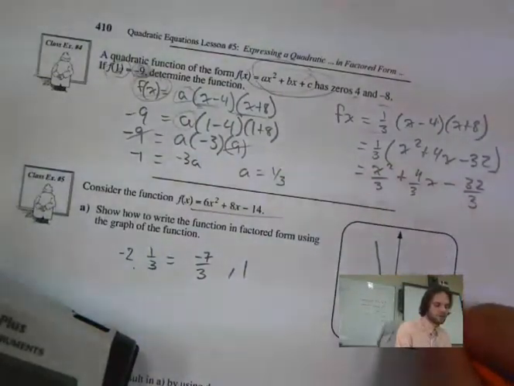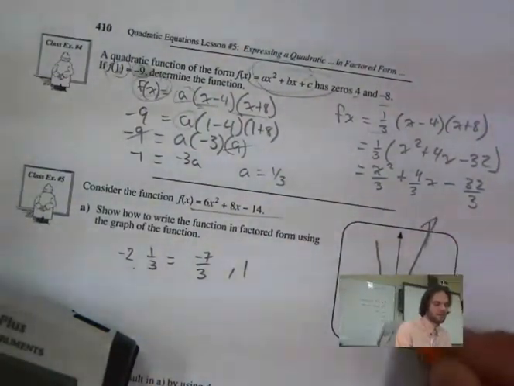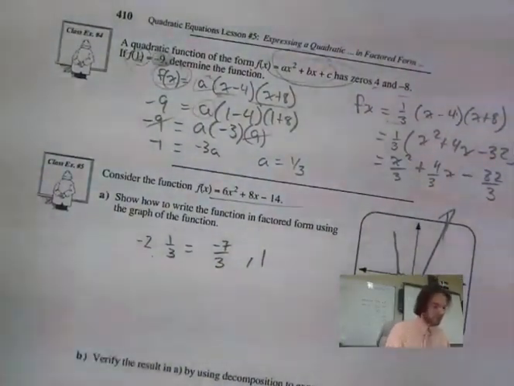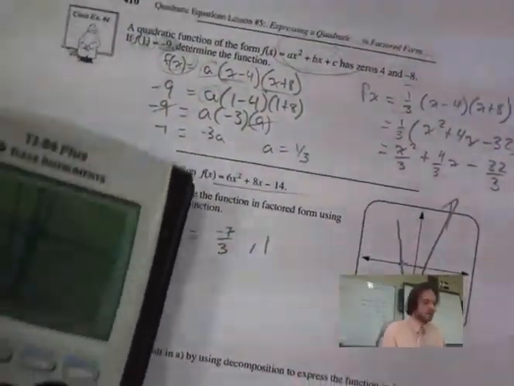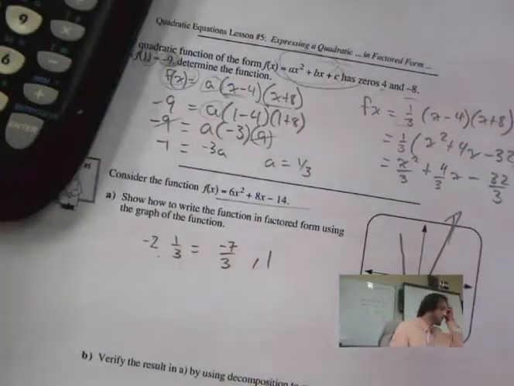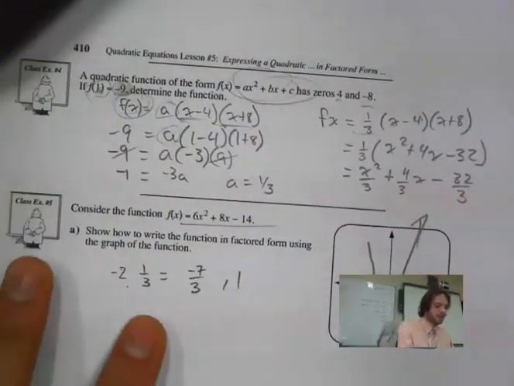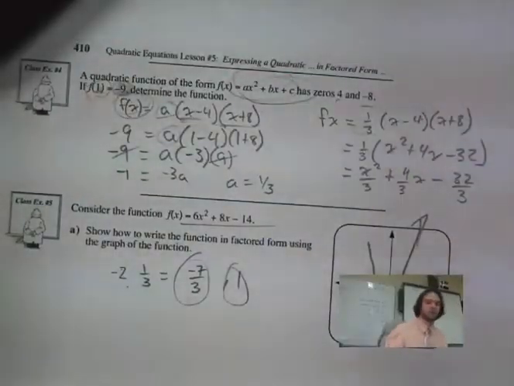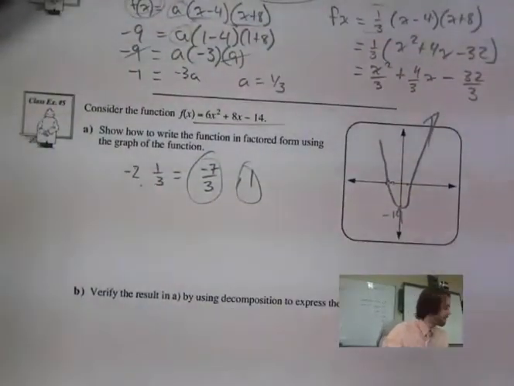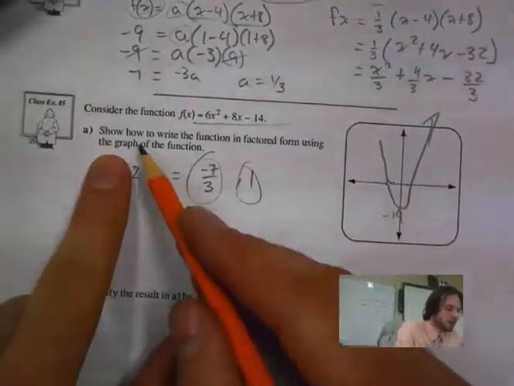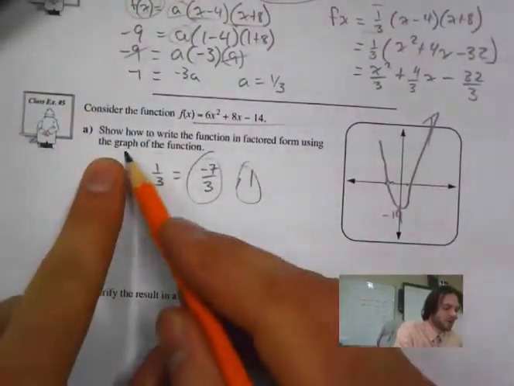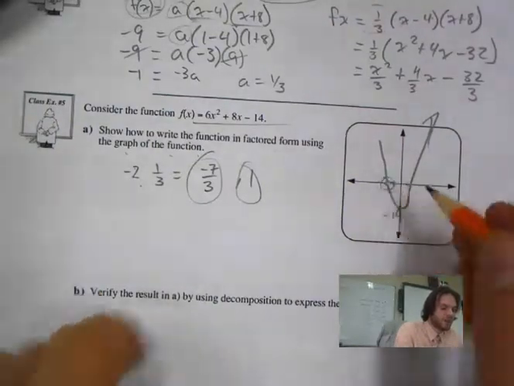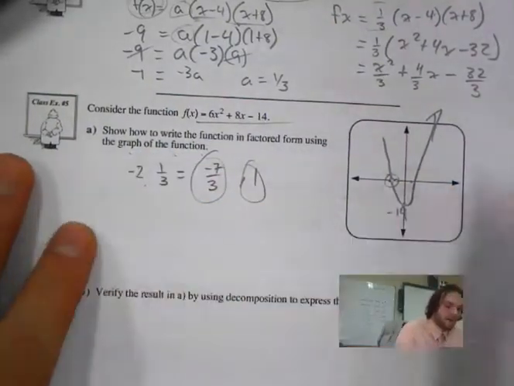So my graph is going to look like this. And we're going to say this here is negative 14. Okay? Now, verify the result by using decomposition to express the function in factored form. So now, we look at this. These are my two. So we want to use decomposition. So it says, now show how to write the function in factored form using the graph of the function. So we found that.